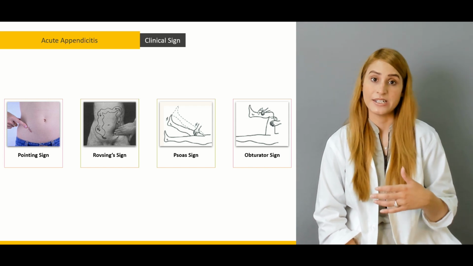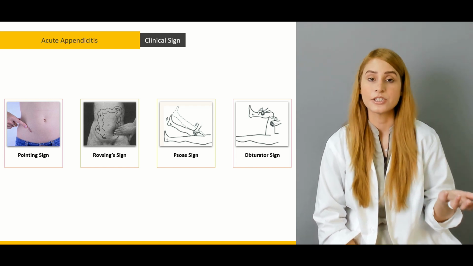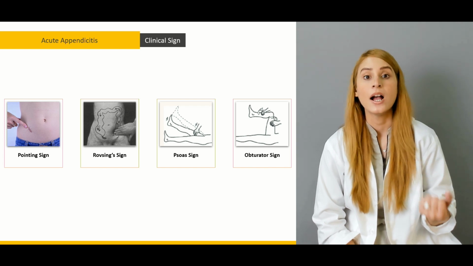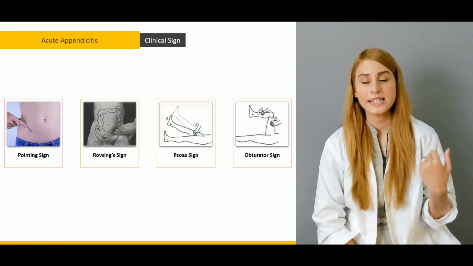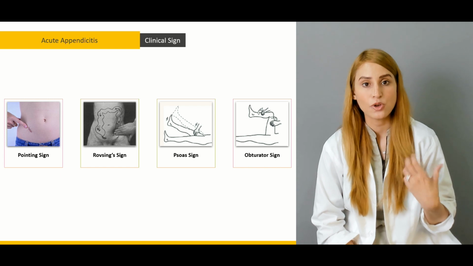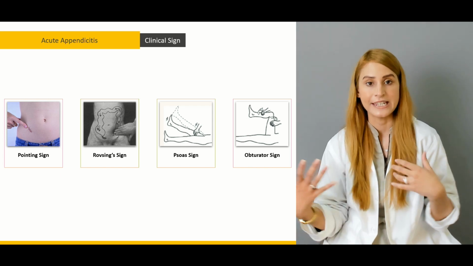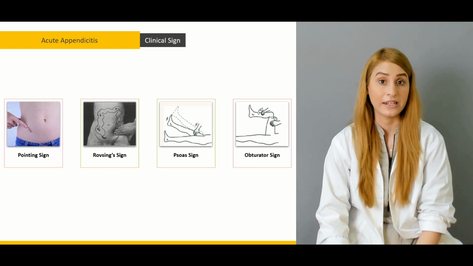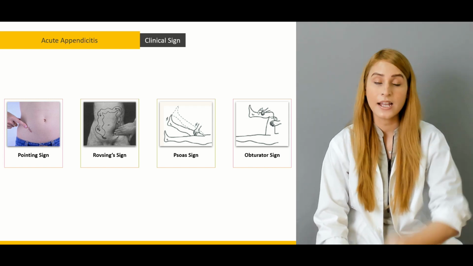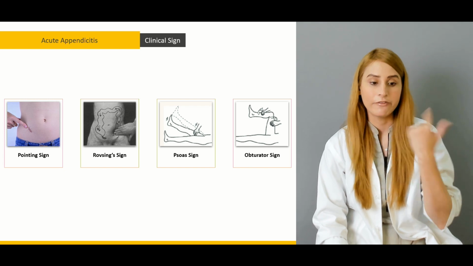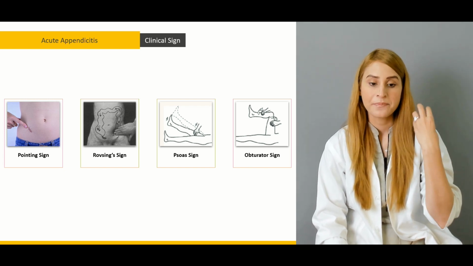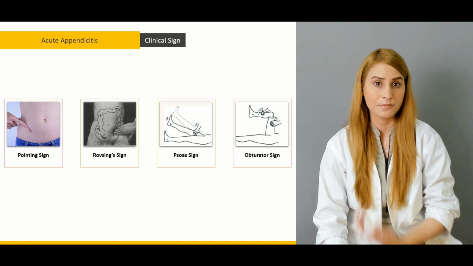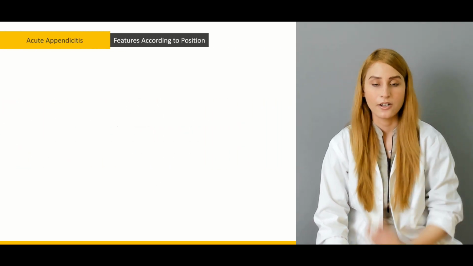And then you have the obturator sign, in which you ask the patient to lie in a supine position. You ask the patient to flex the knee at 90 degrees, and then you try to internally rotate. On internal rotation with flexion of the knee, there is a pain in the right iliac fossa. So these signs are very important: rebound tenderness, pointer sign, Rovsing sign, Psoas sign, and obturator sign. So you have to elicit all these signs.